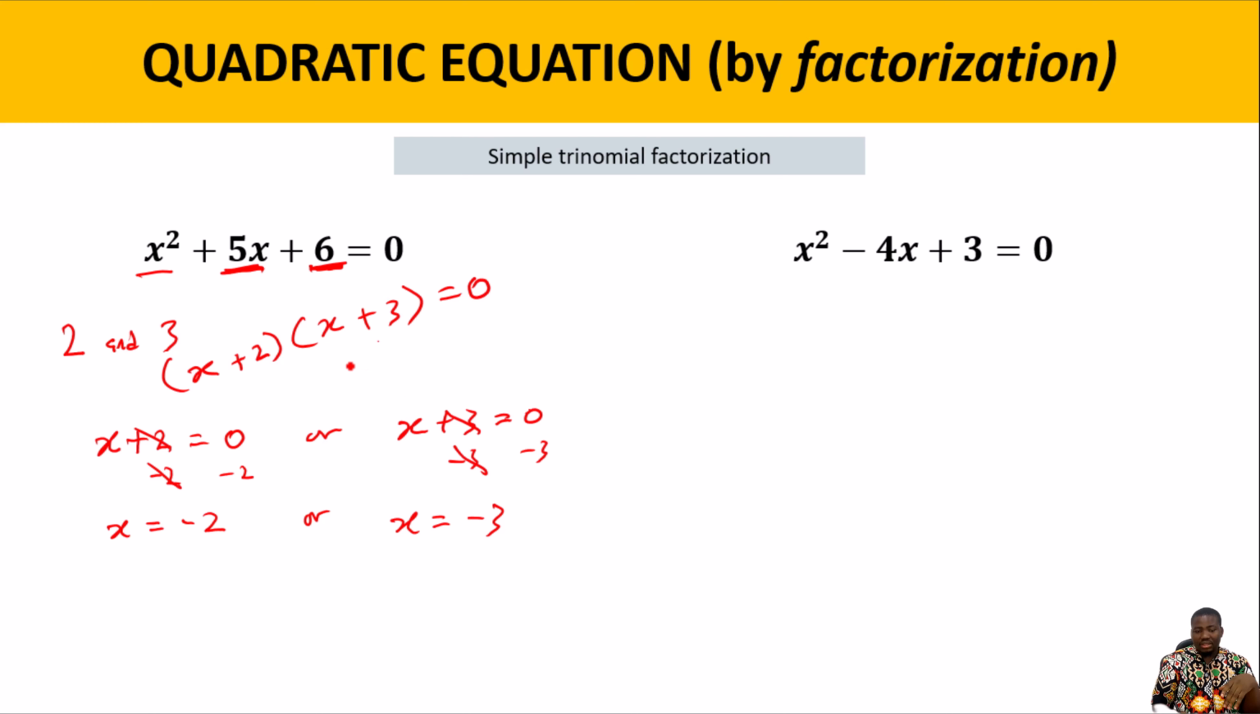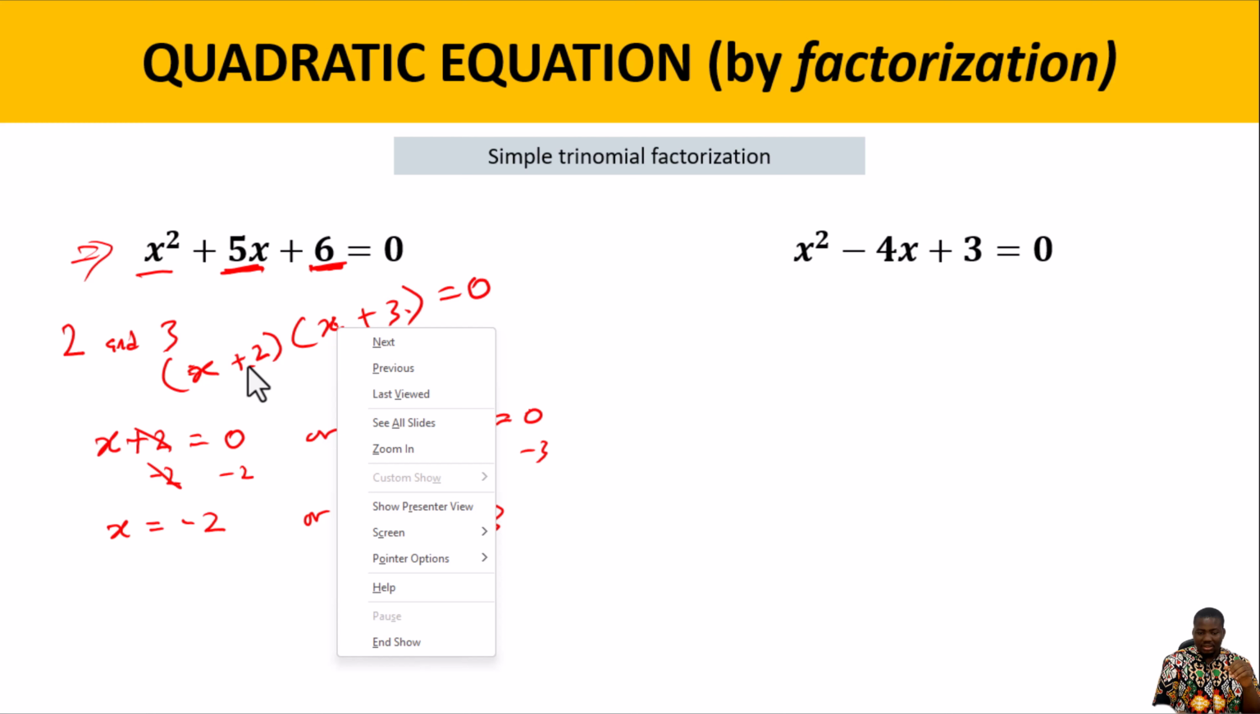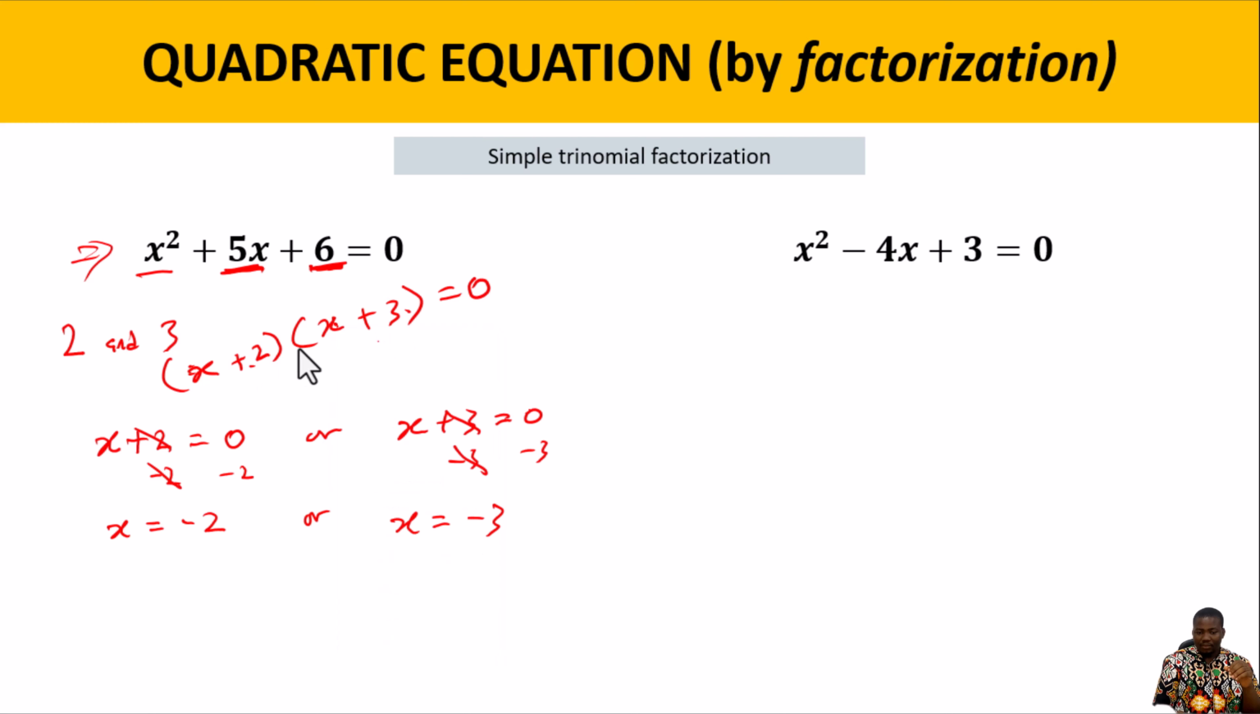One thing you also notice is that if you try to multiply these numbers using binomial expansion, you will get this back. So x times x is x squared, x times 3 is 3x, 2 times x is 2x, 2 times 3 is 6. So by the time you collect the like terms, that's 2x plus 3x, you get 5x, and you're going to have this question back.